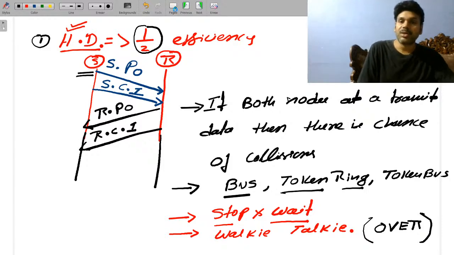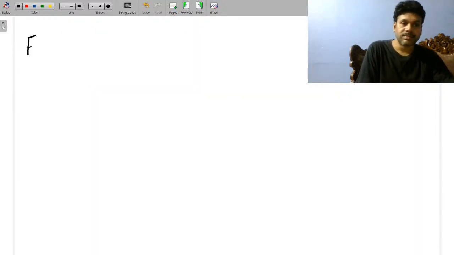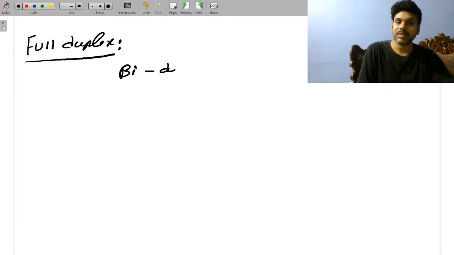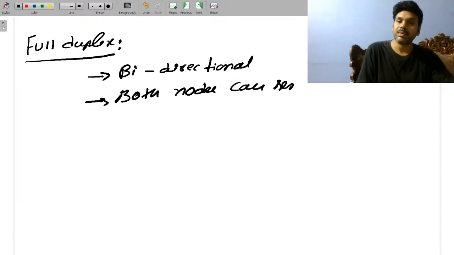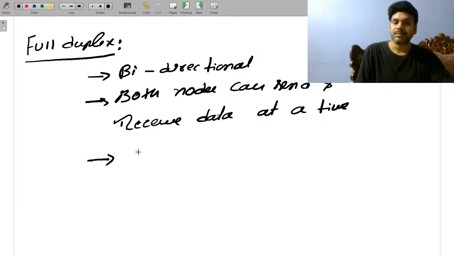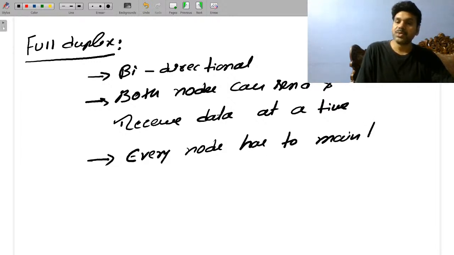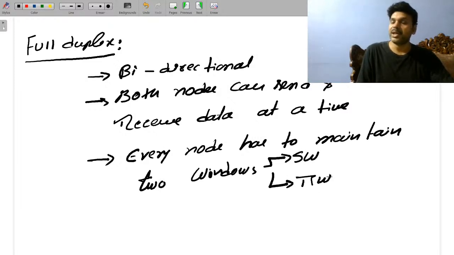And the last one we are talking about is the full duplex channel. When you are talking about full duplex, it is also bidirectional, but very effective. In this, both nodes can send and receive. There we have written "or", but here you can receive data at a time. Okay, friends. Therefore, every node has to maintain two windows. One is for sending data, the sender window. The other one, for receiving data, is the receiving window.